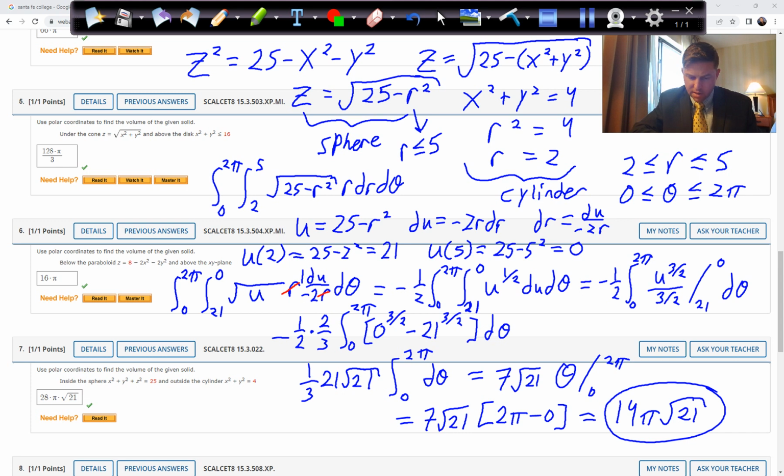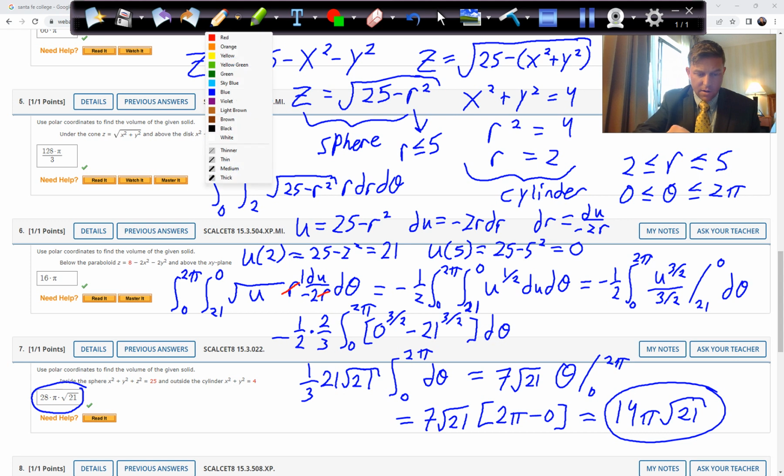I got some error here. Let me see what happened. The answer is 28 pi root 21, so I'm off by a factor of 2. Okay, I realized my error, and unfortunately I have to draw this thing to explain it.